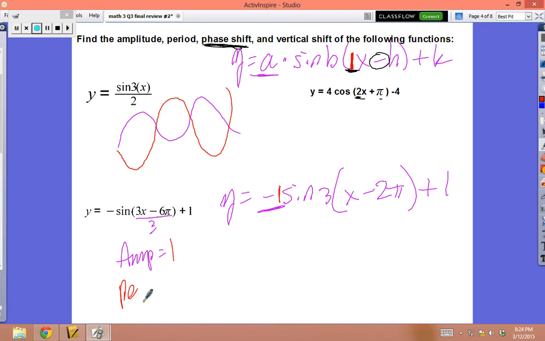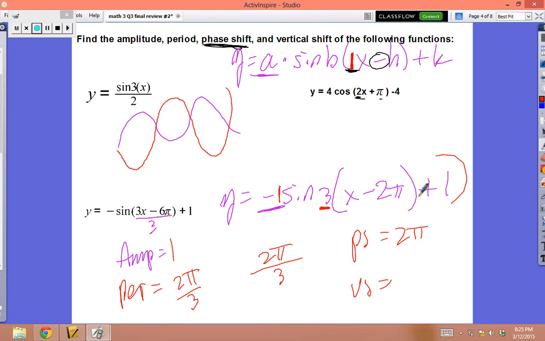My period is going to be 2 pi divided by b. That's what this is. So 2 pi divided by 3. So my period is kind of the same as this first one, I guess. 2 pi divided by 3. My phase shift is h. That's what you add or subtract in the parentheses. So this minus is part of the model. It's not part of the number. So my phase shift is 2 pi. And my vertical shift is 1.